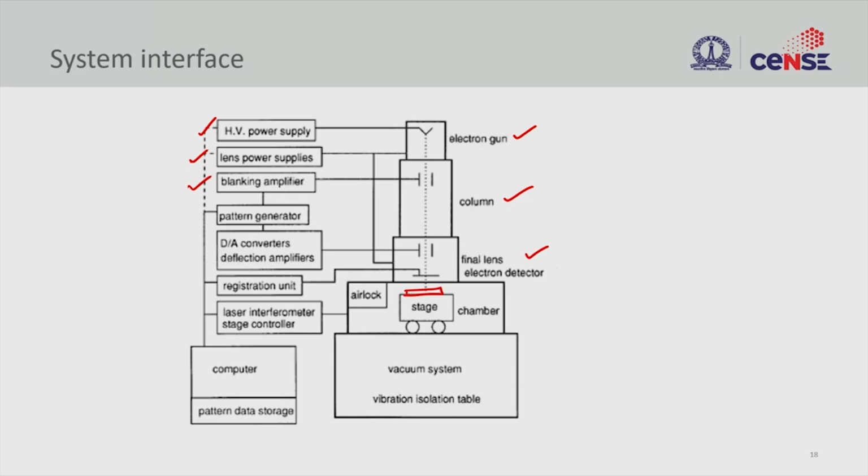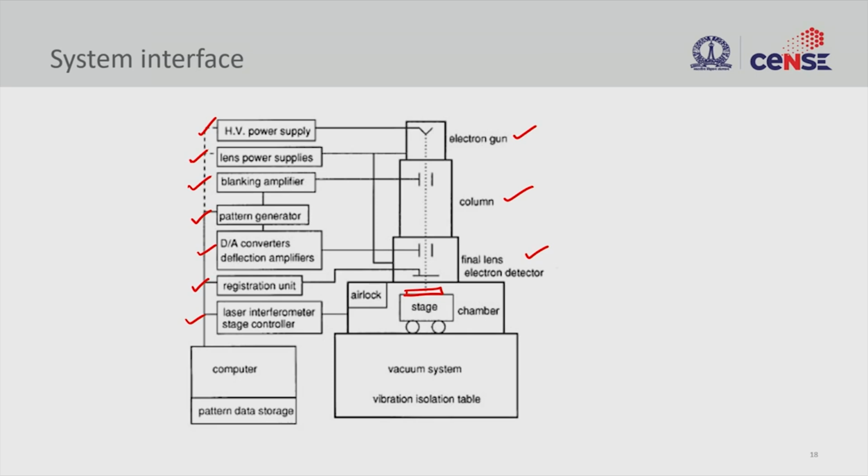So the pattern generator, this is very important, is going to tell the system where to write and where not to write, and that would require a digital to analog converter that is fed to the deflection amplifier. So here you have the amplifier that is going to tell the pattern deflector where and how much to deflect, and the register is for location specific writing, and the laser interferometric stage is to keep the stage constant.